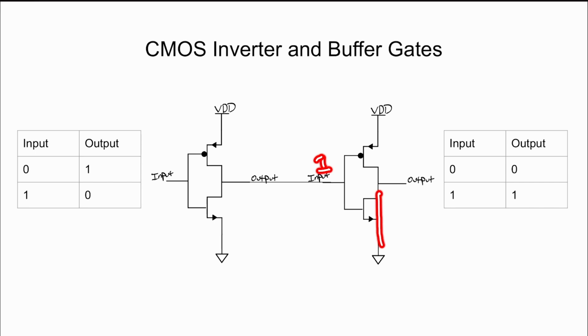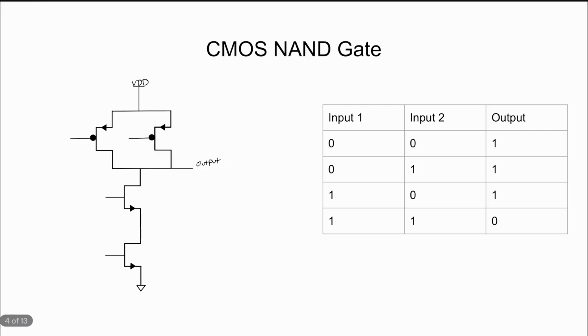So if we have a 1 at the second stage, the NMOS will allow current to flow through, effectively tying our output to 0 volts or logic 0, and this effectively acts as a pass-through from input to output.